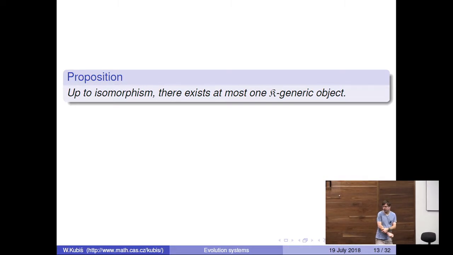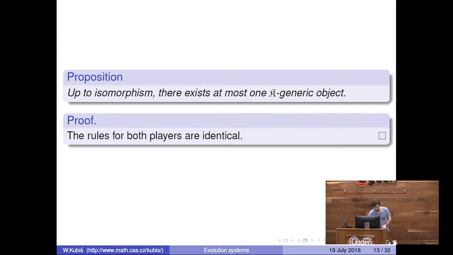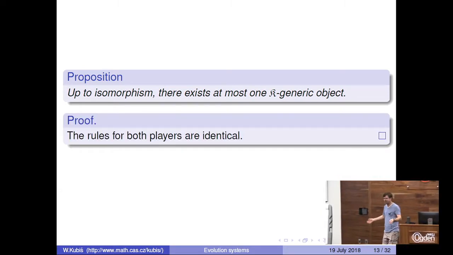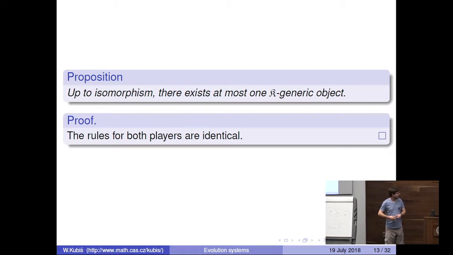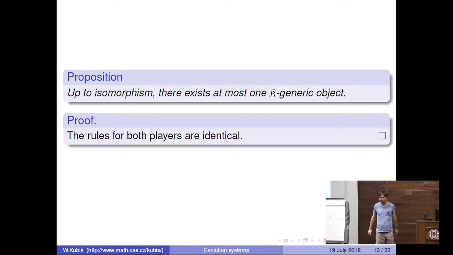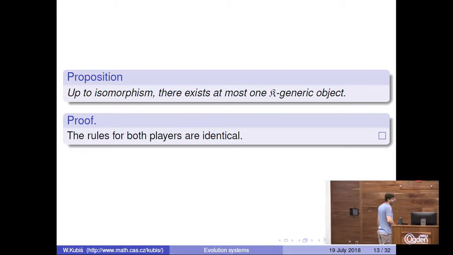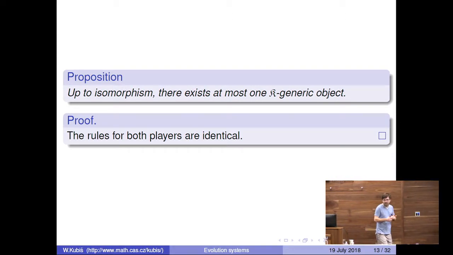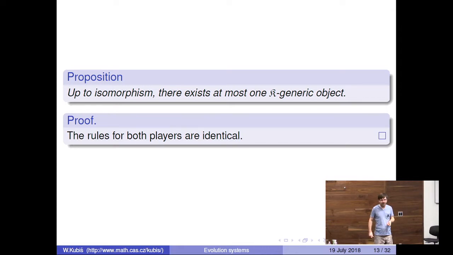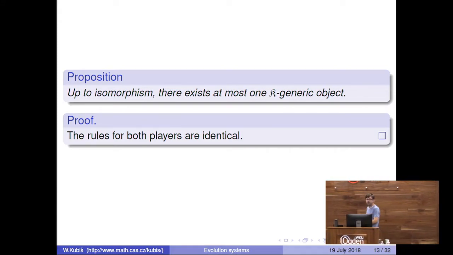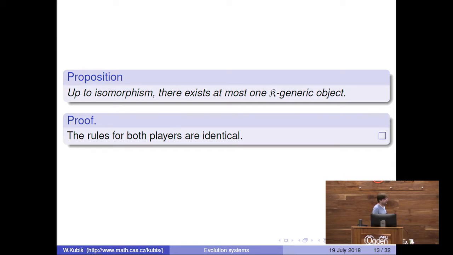Okay, so why is it unique? So there's the proof. Suppose there are two generic objects. Odd uses the strategy for the first one. But the rules are the same for both players. So Odd can use the strategy for the second generic object, yeah? Even in the first move would pretend that there was something before, and they both win. But the limits of the sequence, there is only one limit, so that's the point.